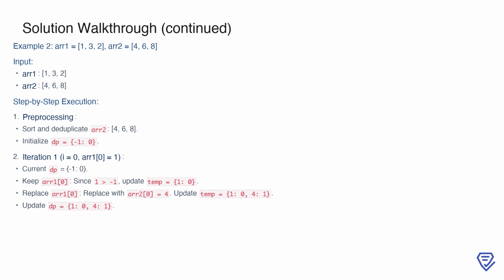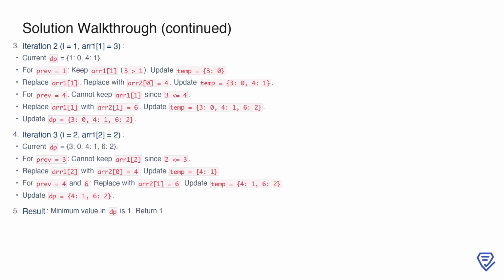Checking if we can keep 1, we see that it's greater than -1, so we update temp to {1: 0}, with no operations required. Next, we consider replacing 1 with the smallest value in ARR2 greater than -1, which is ARR2[0], or 4. This replacement requires 1 operation, so temp becomes {1: 0, 4: 1}. After this iteration, we update DP to {1: 0, 4: 1}.